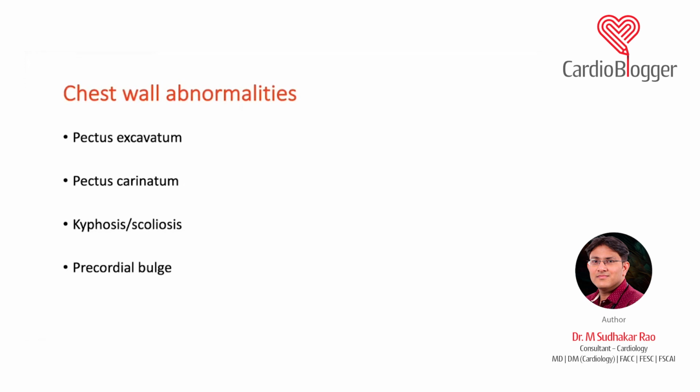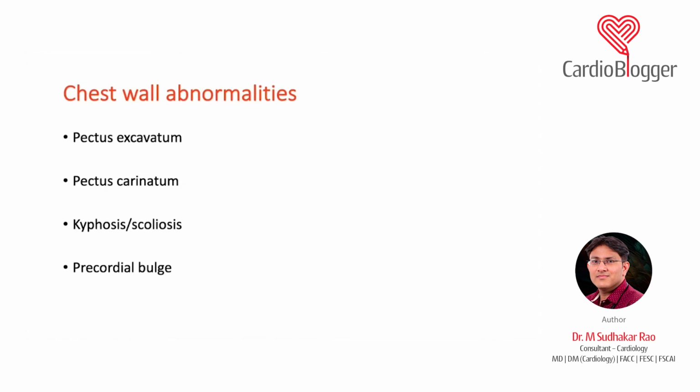Next, we can have kyphosis and scoliosis. Now, why are kyphosis and scoliosis important in cardiovascular conditions? Because they can alter many of your findings. The apex, which you can expect in the fifth intercostal space, you may find in the sixth intercostal space, or diffuse, or projected laterally and downward. So kyphosis and scoliosis can alter many of your cardiovascular findings.